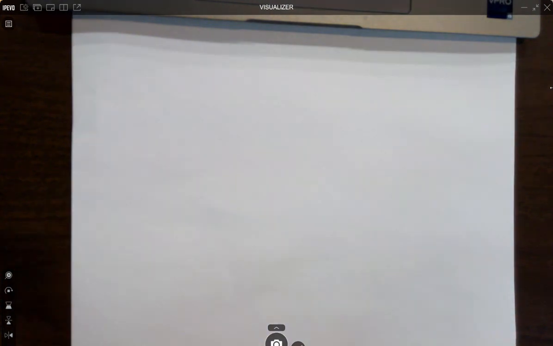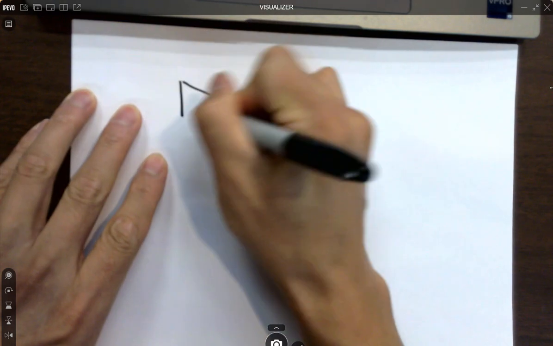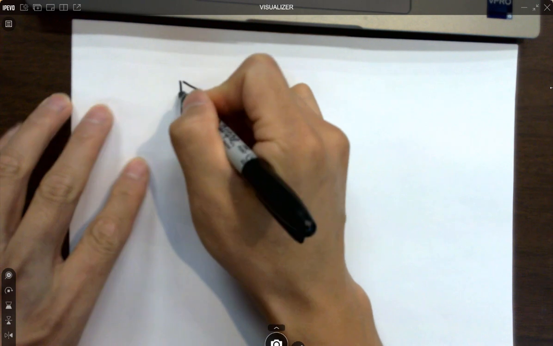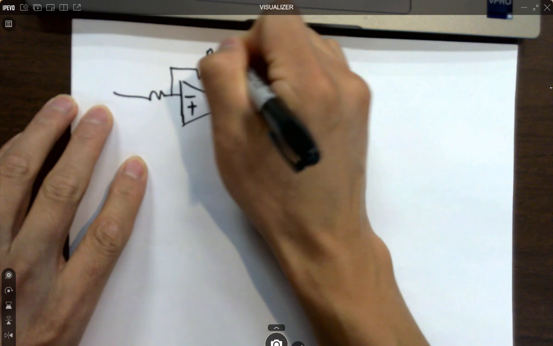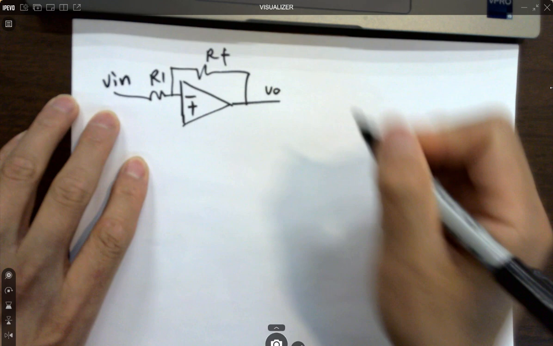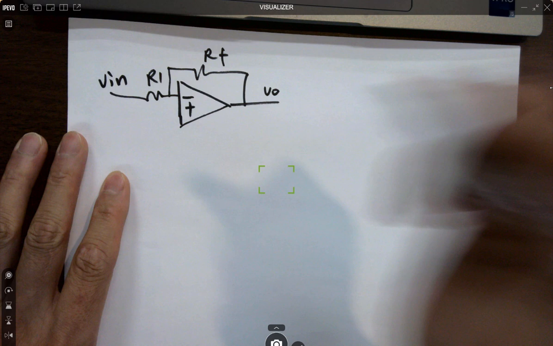Okay, so first, the two configurations. RF, R1, so you have to keep this in your mind. The fundamental structure of the amplifier configuration here.